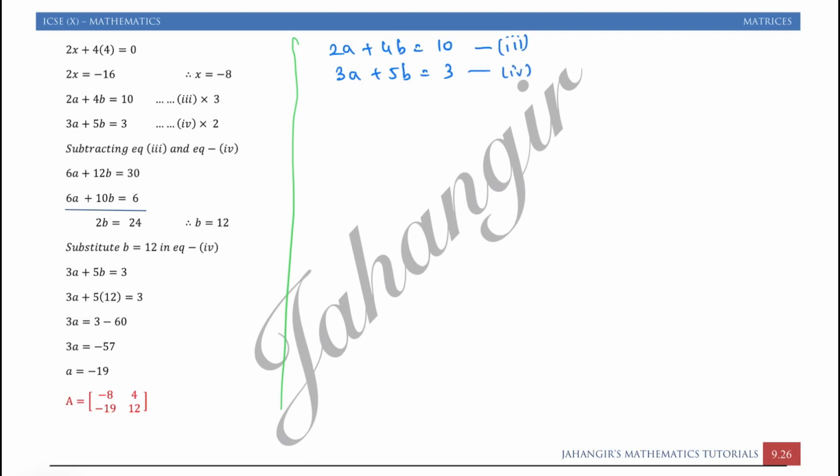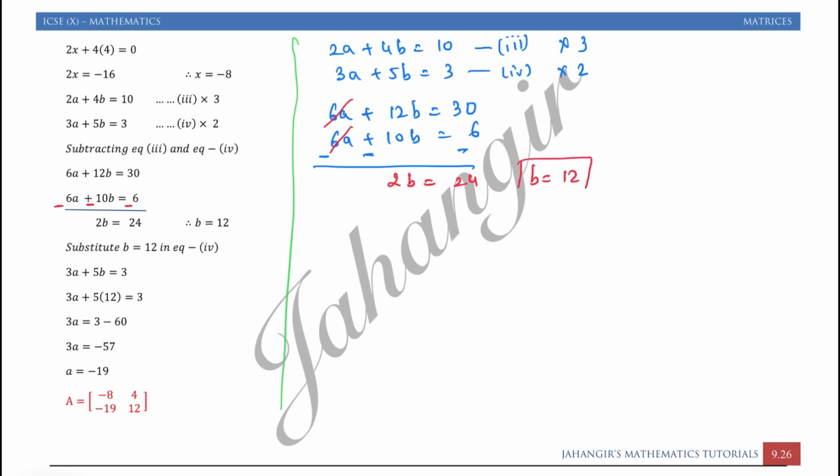Now we will multiply third equation by 3 and fourth equation by 2. So 3 2s are 6a plus 4 3s are 12b is equal to 3 10s are 30. 3 2s are 6a plus 5 2s are 10b is equal to 6. Now subtracting, here also you can write subtract, minus, minus and minus. 6a will get cancelled. 12 minus 10, 2b is equal to 24. b is equal to 12.